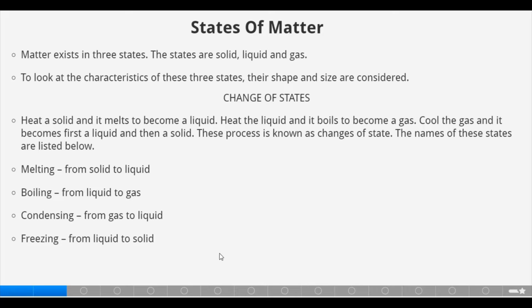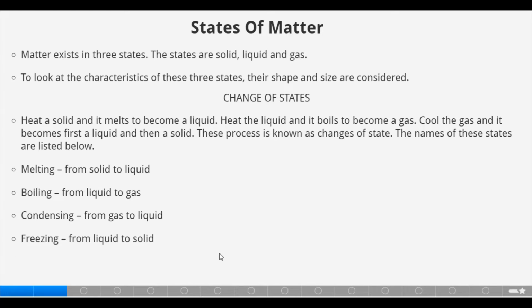To look at the characteristics of these three states, their shape and size are considered. Change of state. Heat a solid and it melts to become a liquid. Heat the liquid and it boils to become a gas. Cool the gas and it becomes first a liquid and then a solid. This process is known as changes of state. The names of these states are listed below.